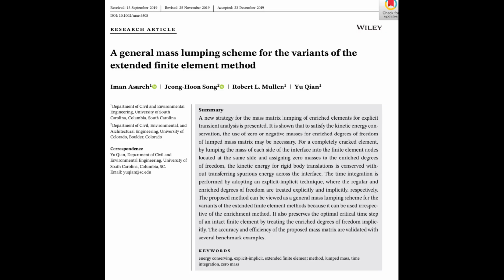So that zero mass for the enriched part seems really fundamental to their approach for preserving energy correctly. It does seem to be the key mathematical insight for rigid body motion in cracked elements. They even detailed the specific mathematical conditions for this energy conservation, referencing equations 27 to 36 in the paper, ensuring the lumped mass matrix satisfies these conditions.